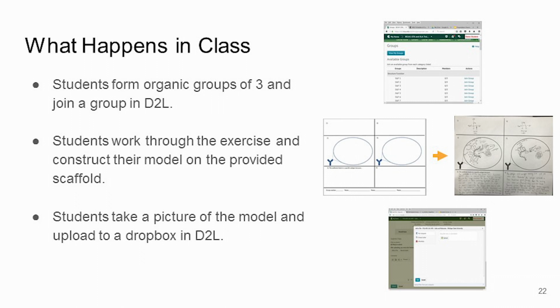Okay, so we've talked to you about this in-class learning activity a little bit, and we've said some of these things a couple of different times. The students form what we call organic groups. As they come into the classroom, they form a group of 3, and then once they have their group of 3, we give them their number. They can join their D2L group, and they can start their work. Then they work through the exercise provided.